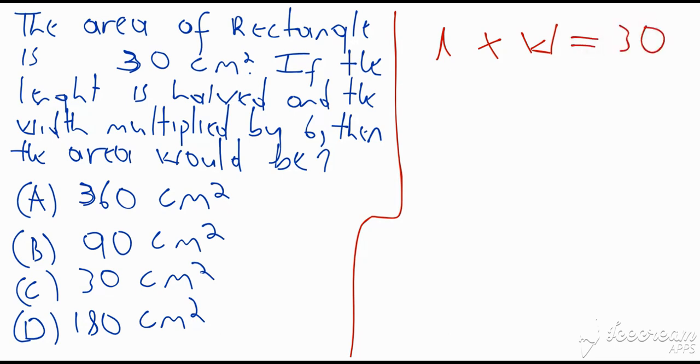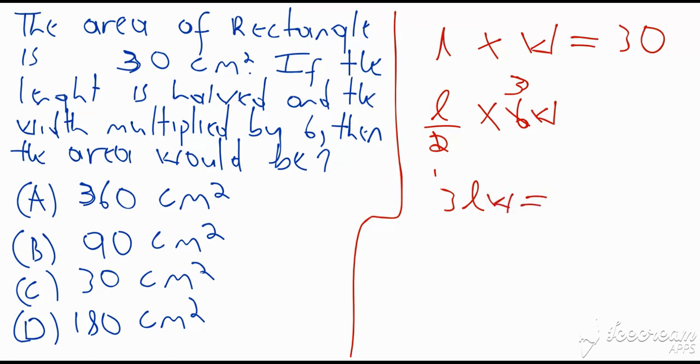Now it says that the length is halved, so I'm going to have length over 2. And the width is multiplied by 6, so I'm going to have 6 width. Now, when I break this down, 2 into 2 is 1, and 2 into 6 is 3. Now, bear in mind that we can put the constant at the front, which becomes 3 times length times width.